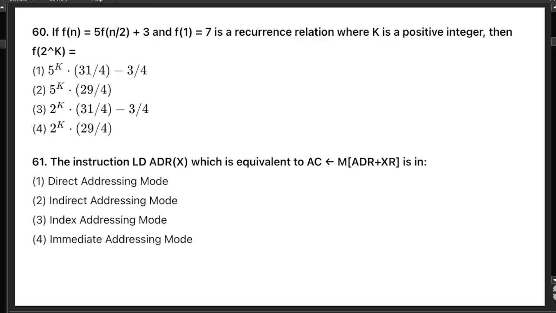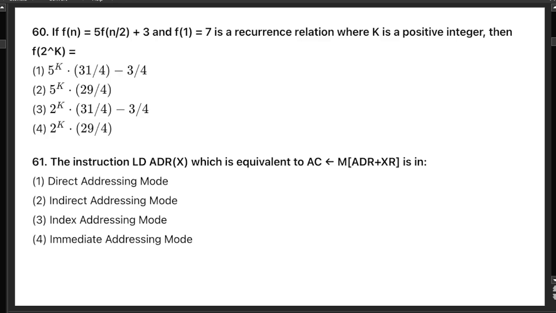If f(n) equals 5 f(n/2) plus 3 and f(1) is 7 is a recurrence relation, where k is a positive integer, then what is f(2^k)? The options are given below. So let's see this one by one.